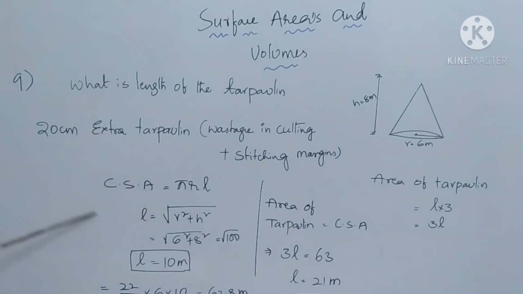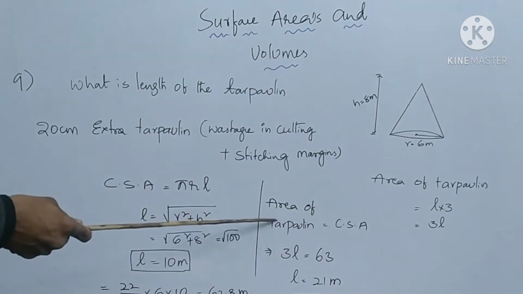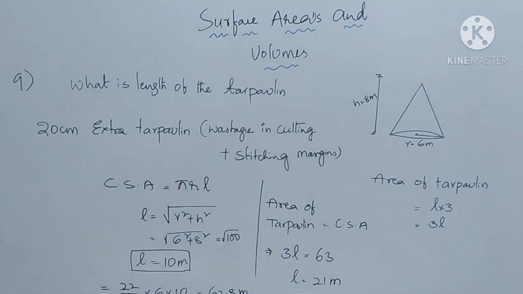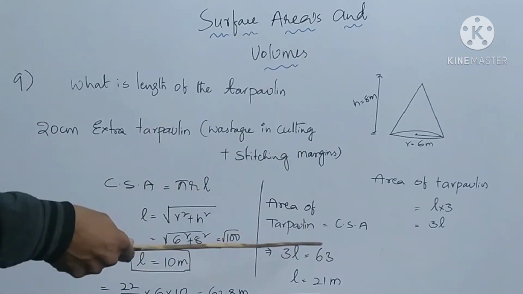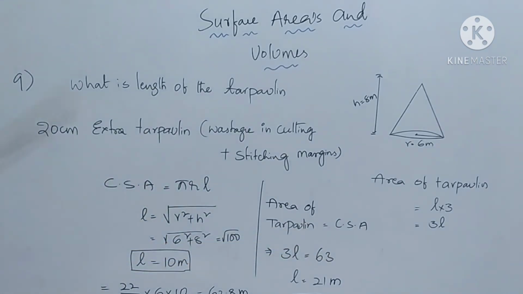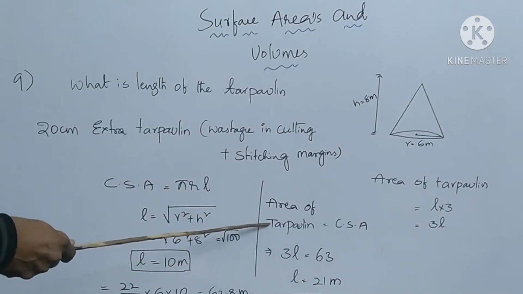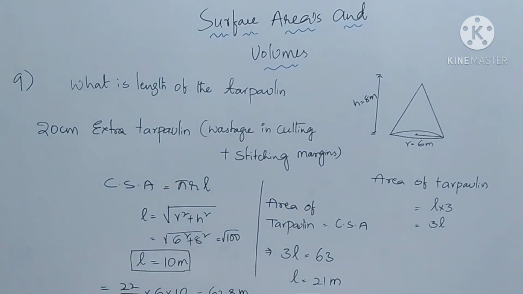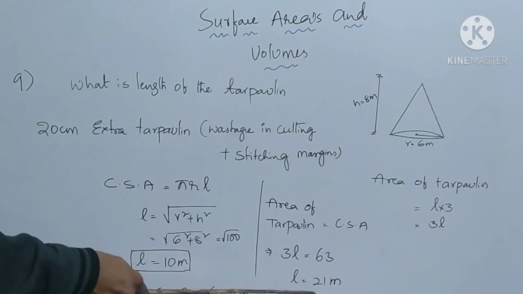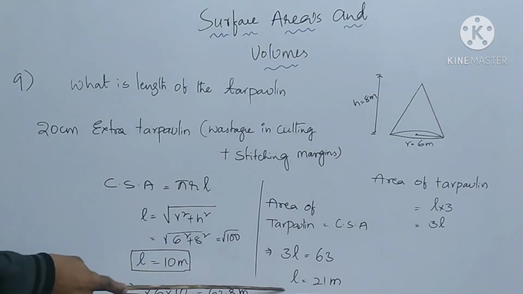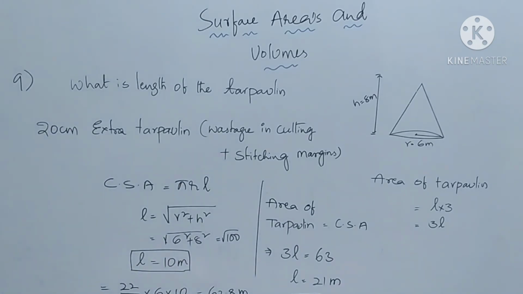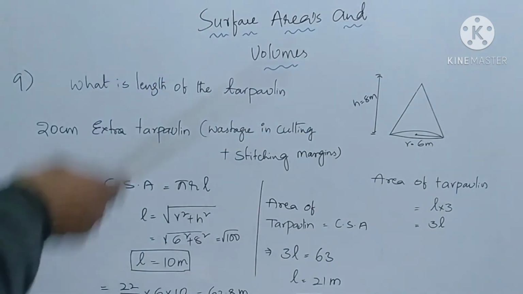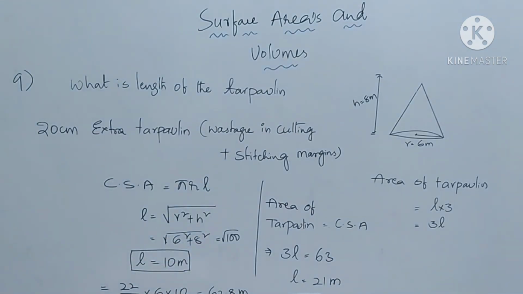The curved surface area of the conical tent is equal to the area of the tarpaulin. This is a very important formula, my dear children. The curved surface area including our extra tarpaulin is equal to 63 meters. The tarpaulin area is 3L, so L is 63 divided by 3, since 3 transposes to divided by. The result is 21 meters. So the question is, what is the length of the tarpaulin? The length is 21 meters. This is our final result.